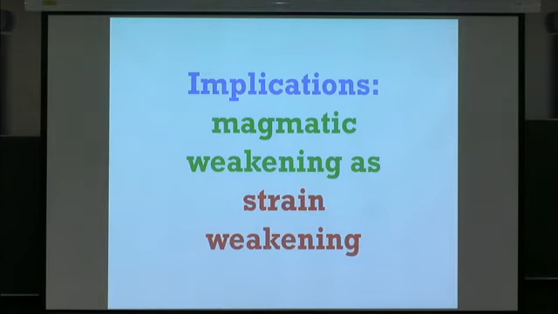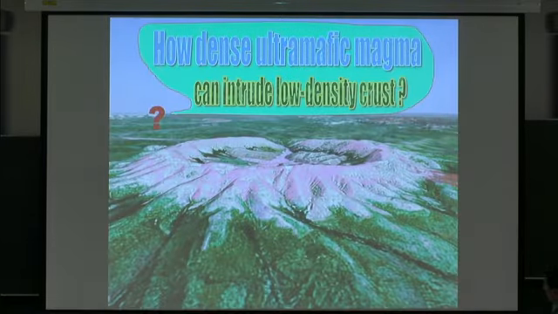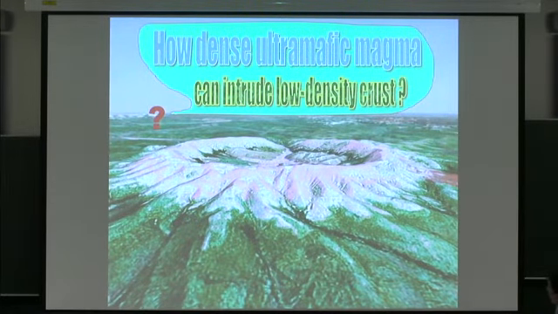Geodynamic implications. This is the best part, of course. In fact, this melt weakening has been implemented in many previous models, where we were just calling this strain weakening, for example. So what we did in 2007 was trying to understand how these big ultramafic intrusions, which are penetrating low density crust, could be formed.